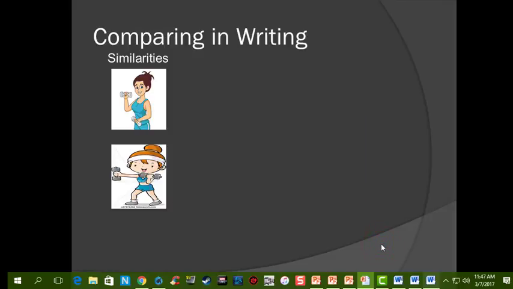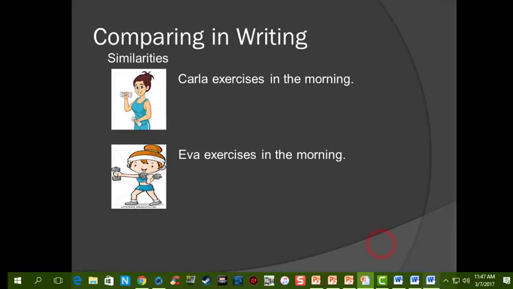Now, comparing in writing. Similarities. When I want to talk about similarities, there are lots of ways we use in speaking when we are talking, lots of ways to express similarities, but in writing it's a little bit more formal, so we can express them in different ways. So let's take a look at this. Carla exercises in the morning. Eva exercises in the morning too. So these are similarities. Both of them exercise in the morning.